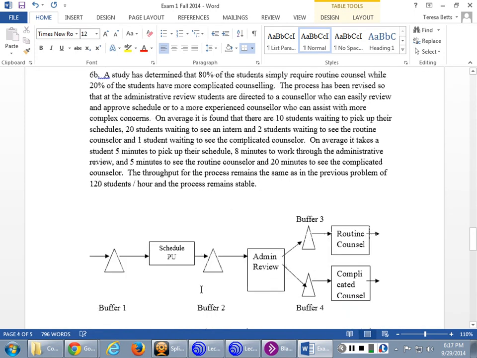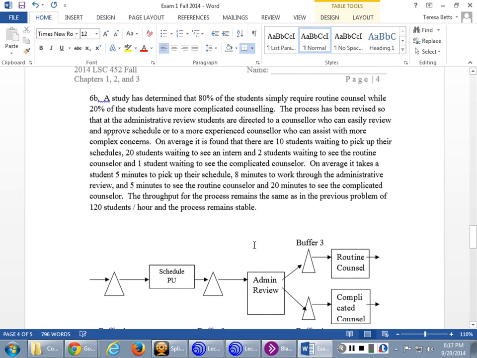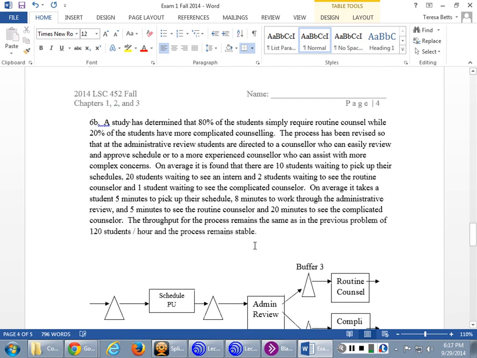Let's go on to the last one, which basically just divides that process into 2 segments at the end, right? And so a study has determined that 80% of the students simply require routine counsel, while 20% of the students have more complicated counseling. The process has been revised so that at the administrative review, students are directed to a counselor who can easily review an approved schedule, or to a more experienced counselor who can assist with more complex concerns.